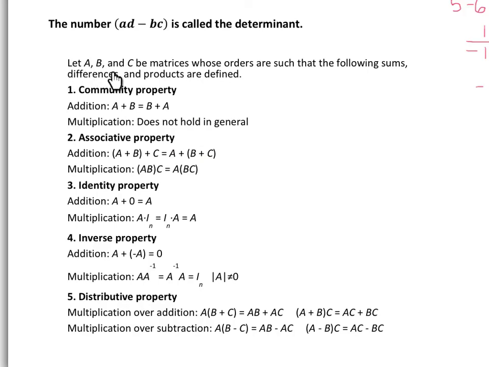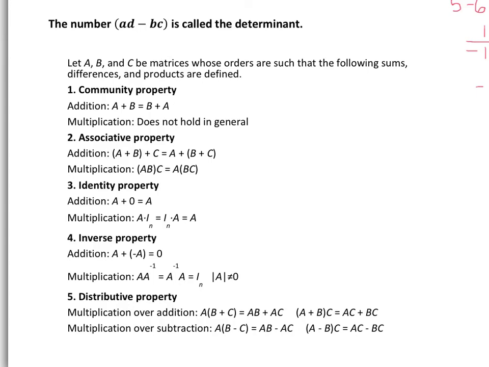All right, so it says, let A, B, and C be matrices whose orders are such that the following sums, differences, and products are defined. The commutative property means A plus B equals B plus A. Multiplication does not hold in general. Associative property: A plus B plus C is the same thing as A plus the quantity B plus C. For multiplication, if you do A times B times C, that's the same thing as A times BC.